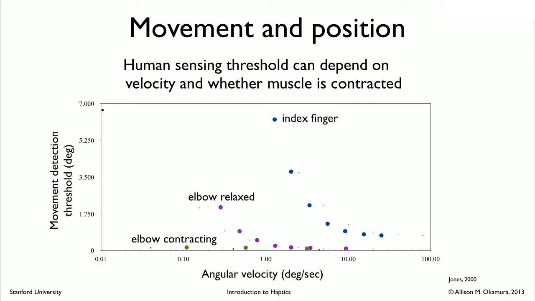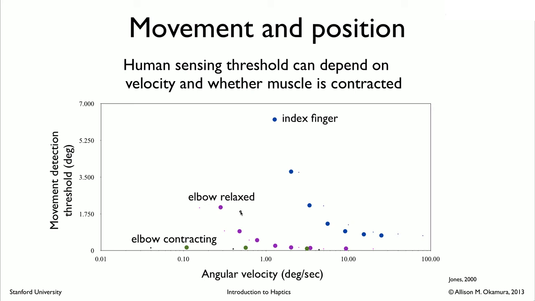The story is a little bit more complicated than that, though. This is a chart that was developed by Lynette Jones from various experiments that show how this movement detection threshold, or this just noticeable difference, will change for these different joints, elbow or index finger, depending on both how fast you move and whether your muscles are contracted or relaxed. And so your ability to sense movement and position is not static, it's depending on how you're moving.